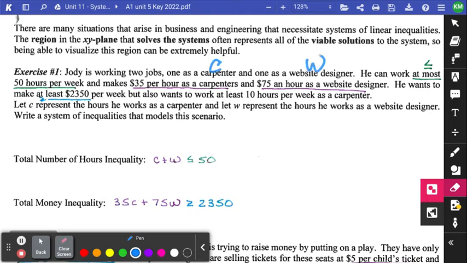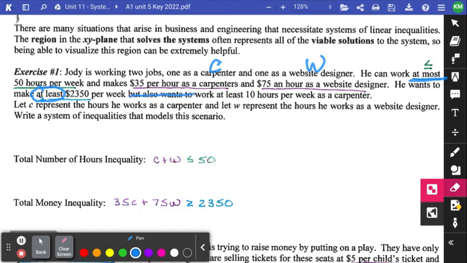He can work at most, so that's your flag. Whoop, it's an inequality. He can work at most 50 hours per week. And he makes $35 per hour as a carpenter and $75 an hour as a website designer. He wants to make at least, that's greater than or equal to, $23.50 per week. But he also wants to work at least 10 weeks as a carpenter.